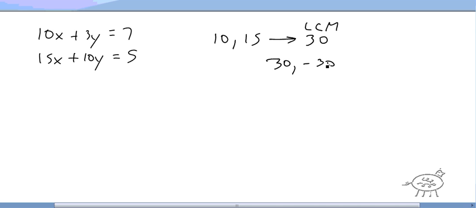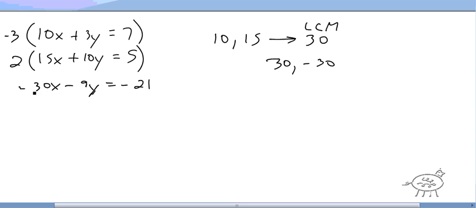So we are going to multiply, and it doesn't matter which one's negative or which one's positive. So I'm going to multiply this top one by negative 3 to get that to be negative 30, and to get this one to be positive 30, I multiply this one by 2. So we get negative 30x minus 9y equals negative 21. And then, again, make sure you distribute with everything. That 2 goes into all three terms. So I get 30x plus 20y is equal to 10.